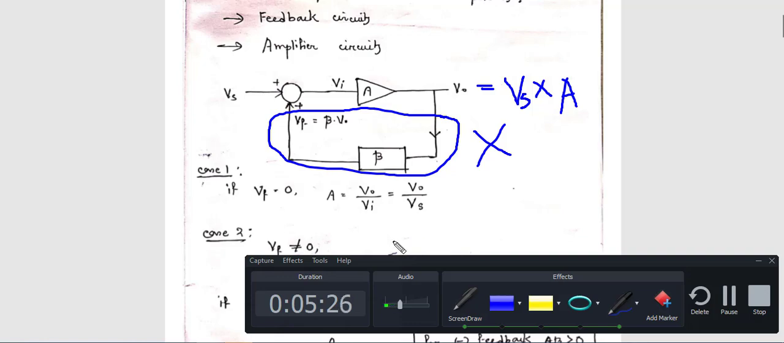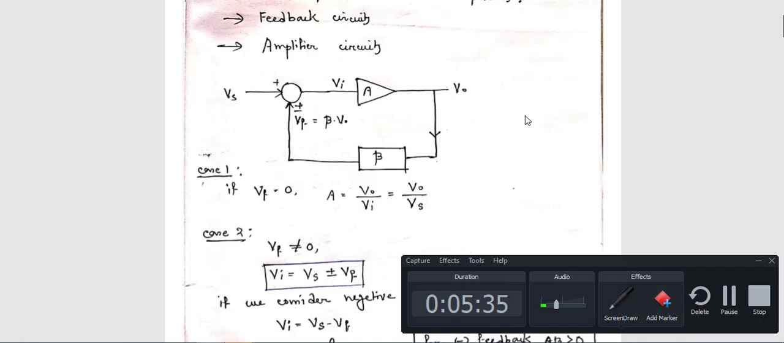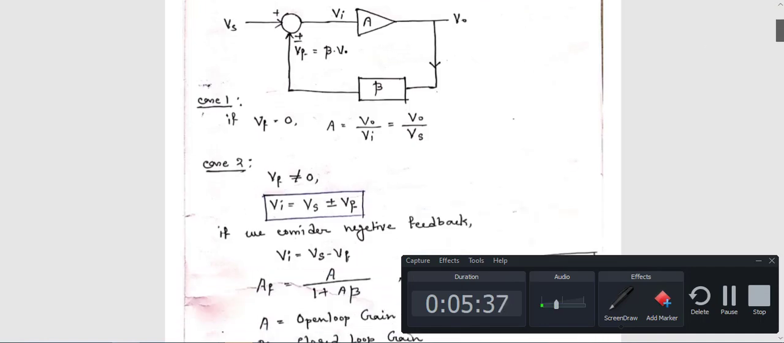Let's come to the second point. If Vf is not equal to 0, that means you have to consider this feedback path. Then what happened? Now if Vf is not equal to 0, then what is Vi? Then Vi is equal to what?